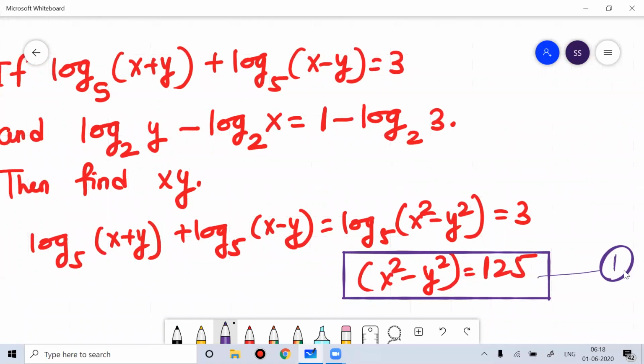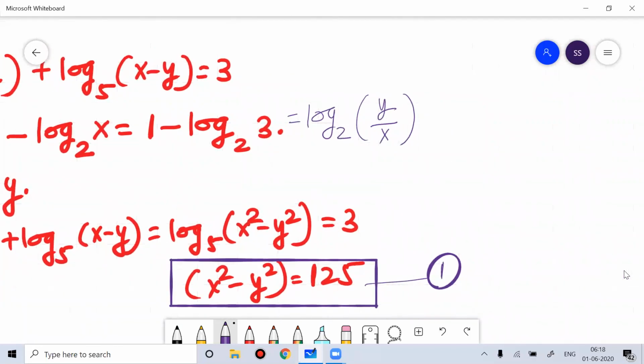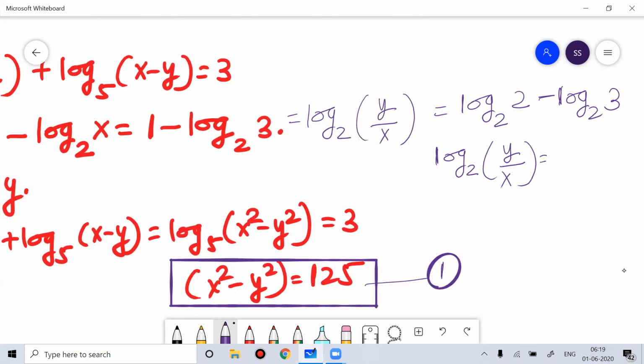This is the next equation. Here log base 2 of y by x is equal to 1 minus log base 2 3. The base is 2, so I can write 1 as log base 2 of 2. It means log base 2 of y by x is equal to log base 2 of 2 by 3. That means y by x is equal to 2 by 3. That gives you the relation between y and x.